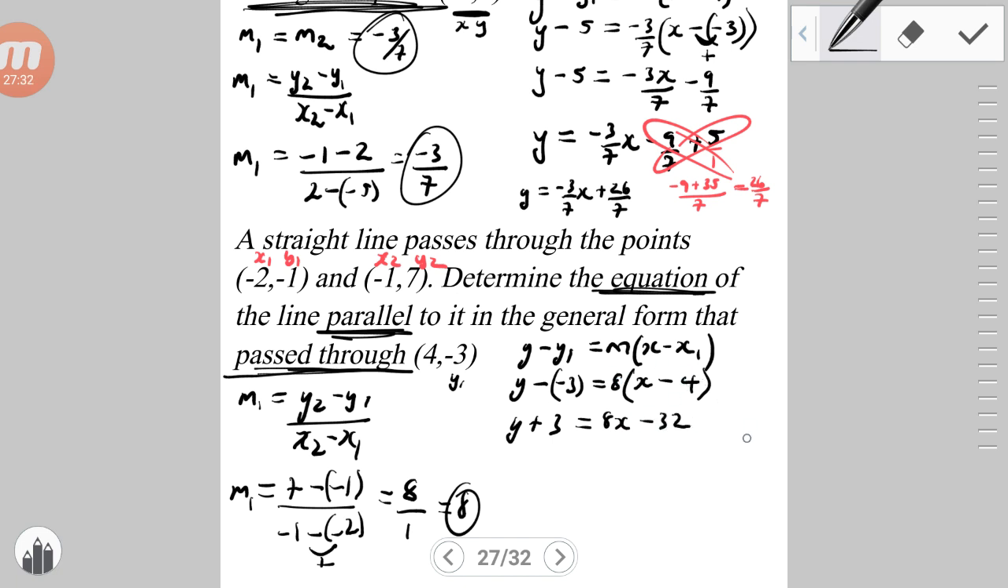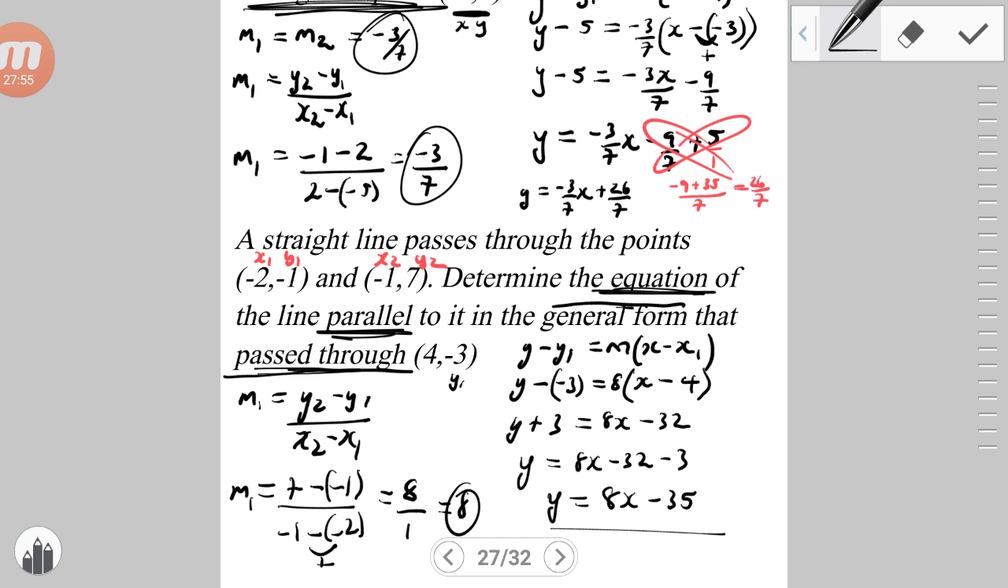By transposing this to the side here, we end up with y is equal to 8x minus 32 minus 3. Nicely here we worked out the equation to be y equals 8x minus 35, and that is our equation in our general form.